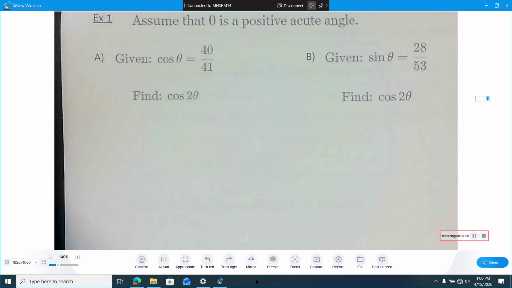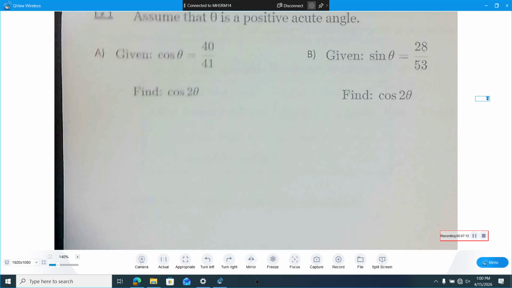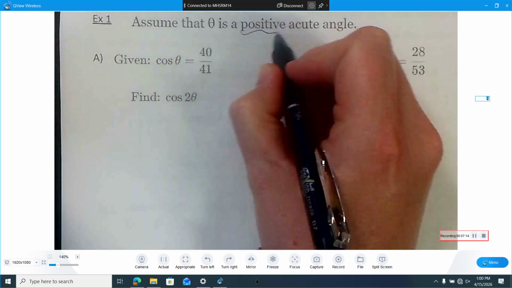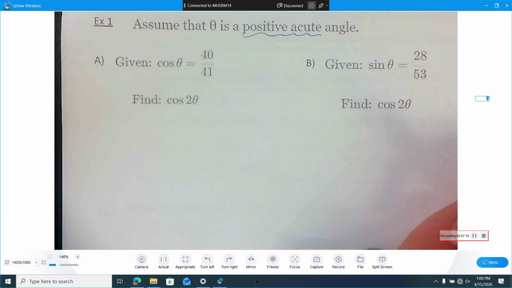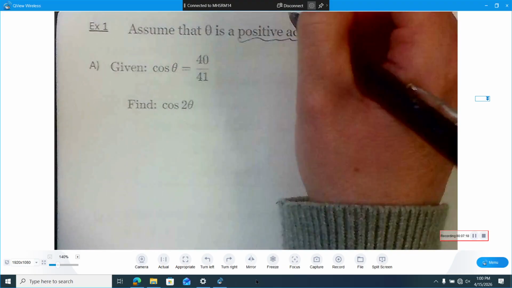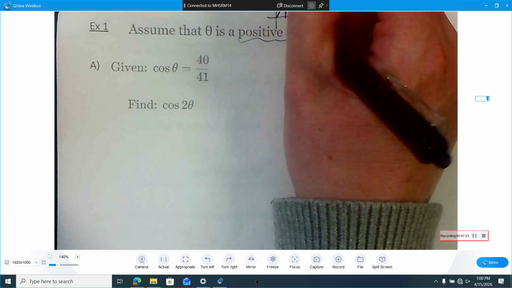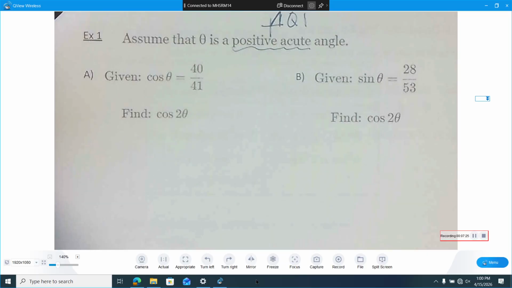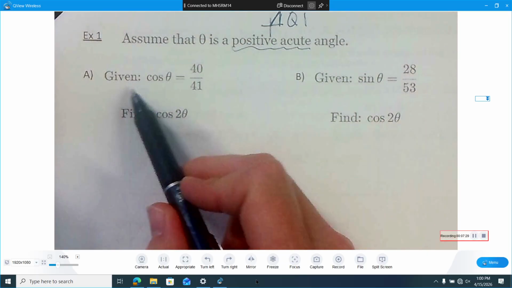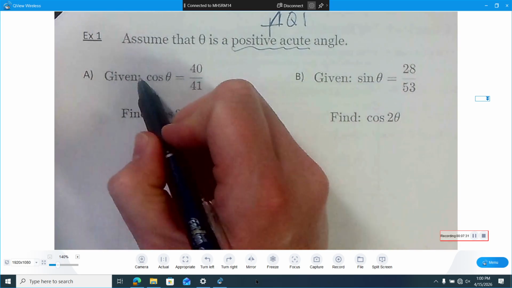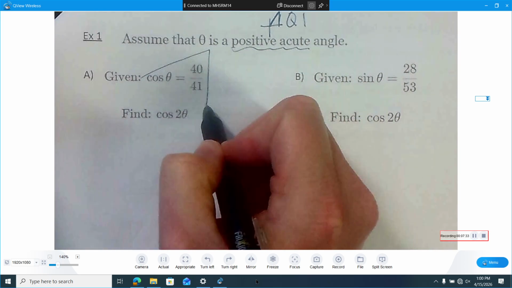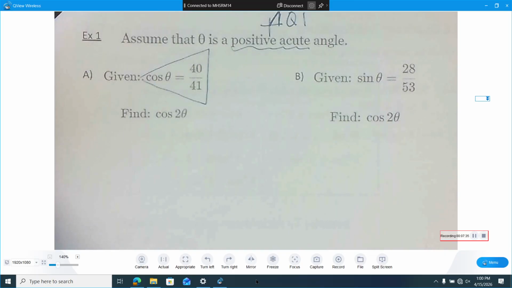So let us use those, or see how we use those. Example 1, assume that theta is a positive acute angle. And again, that's important information because it tells us if it's positive and it's acute, it must be somewhere in quadrant 1. And that's important to know. And so once again, they're giving us cosine of some angle equals 40 over 41.